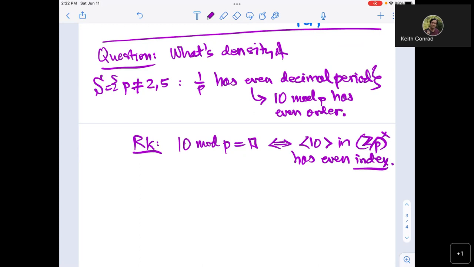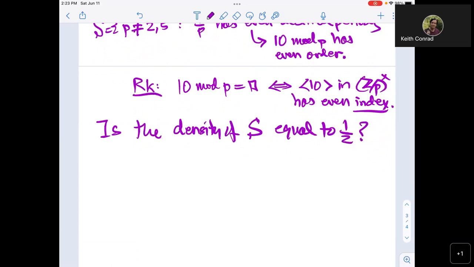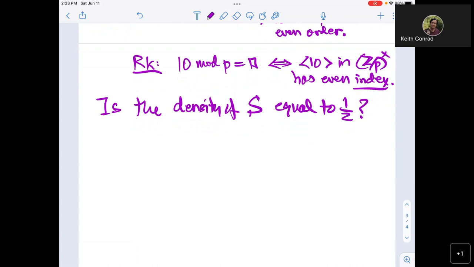So we don't expect necessarily that the number is even. Since I say even period, well, there's even period and odd period, and the way these things go, it should be 50-50, right? I mean, if I said the answer was like 3/5, wouldn't that be weird? It's not 3/5. Is the density of S equal to a half? Anytime you have two options, even and odd, should be 50-50, right? So let's take a look at X and the count of primes up to X for which 1 over P has an even period. Count that, divide by the number of primes up to X.